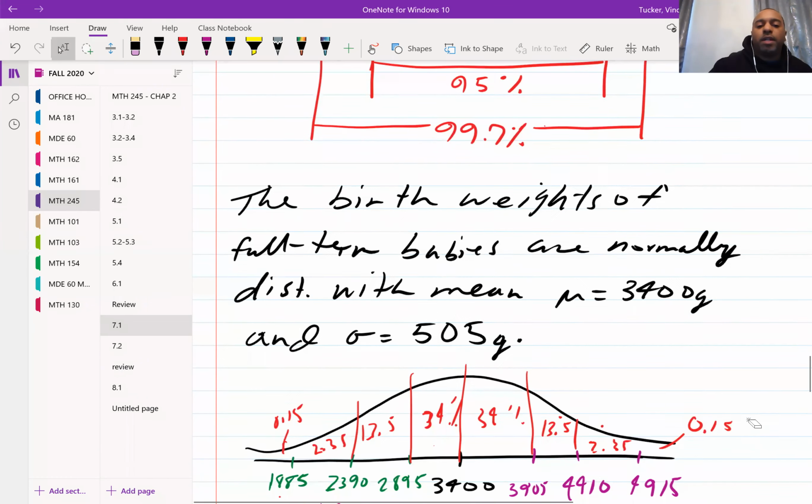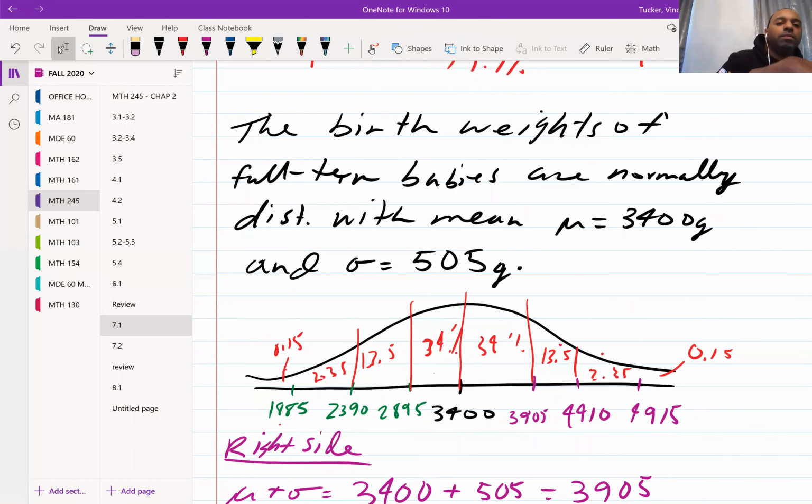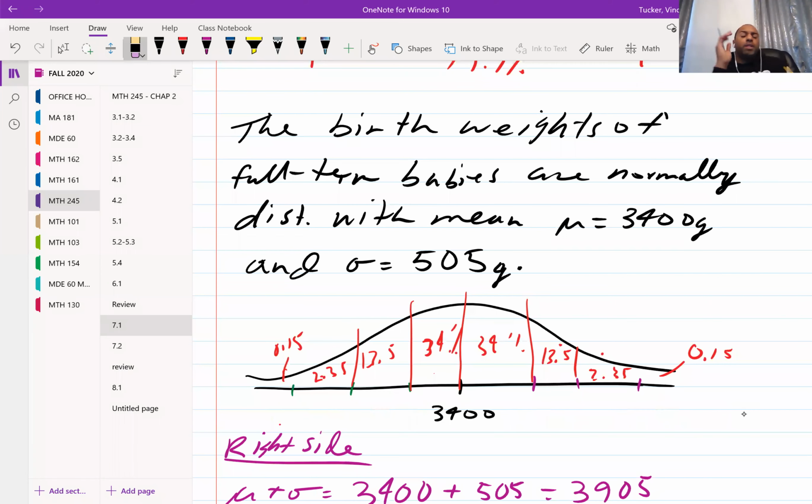So if they give us the mean and they give us the standard deviation, we can go ahead and use the empirical rule to figure out what numbers go along with the percentages. I just want to reemphasize that those percentages do not change according to the empirical rule. Those percentages are fixed. It's the numbers that go down the bottom which will change, and those will change according to what your mean and your standard deviation are.